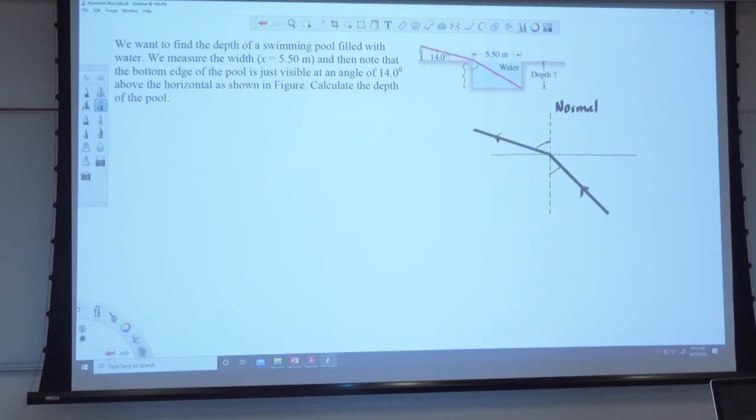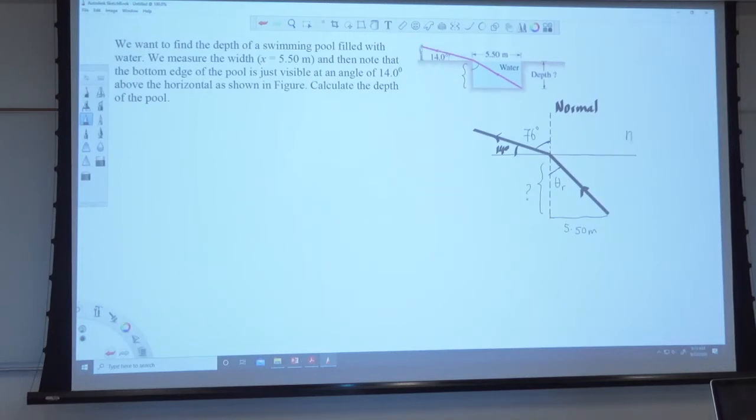So in this case, 14 degrees is with respect to the surface. So we need to write this in terms of the angle of refraction. This is 90 degrees, the angle between the surface and the normal. And if we have this to be 14 degrees, then this would be 90 degrees minus 14 degrees, which would be 76 degrees. So this is 76 degrees, and this is something you need to find. This is what we need to find, and this is given: 5.50 meters.